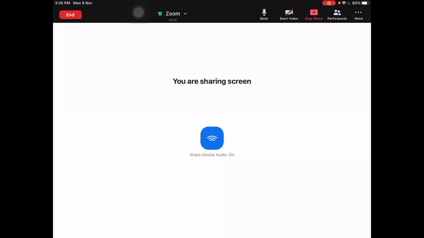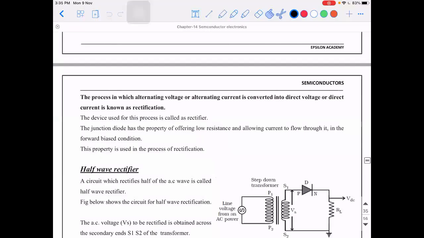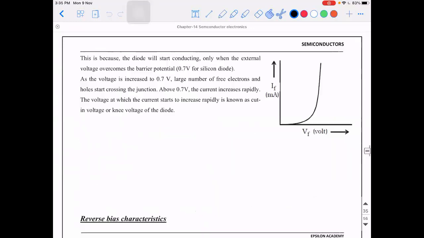Started. So mostly by today I'll be completing this chapter. Let's see.